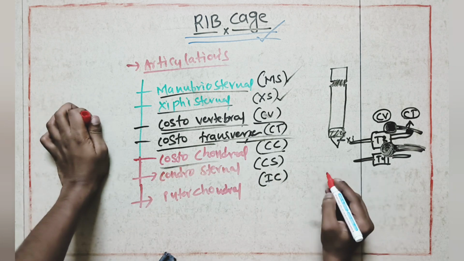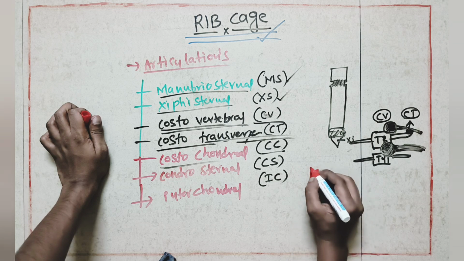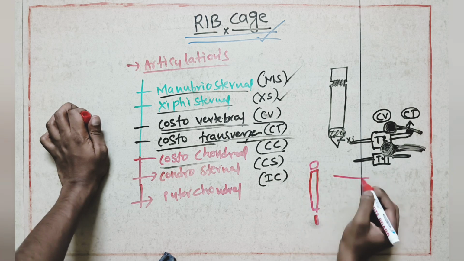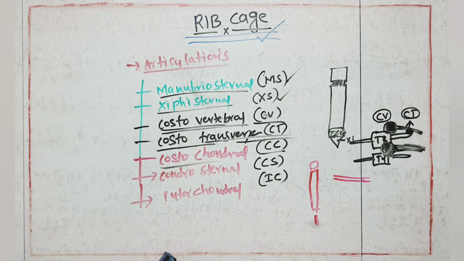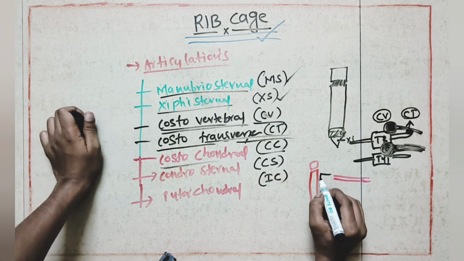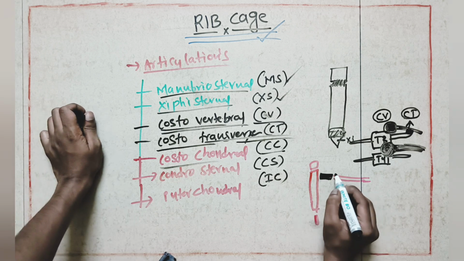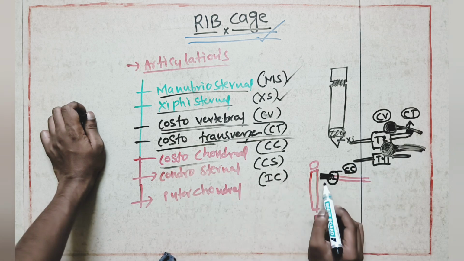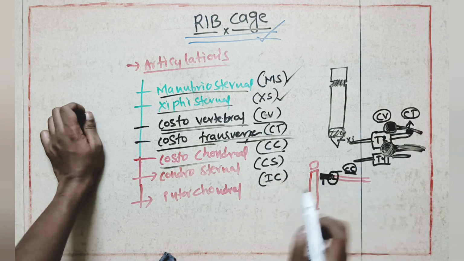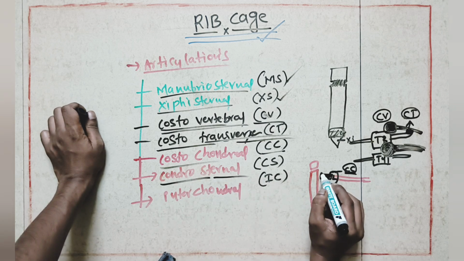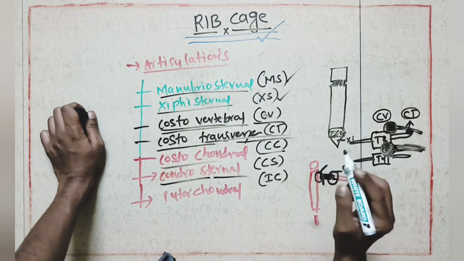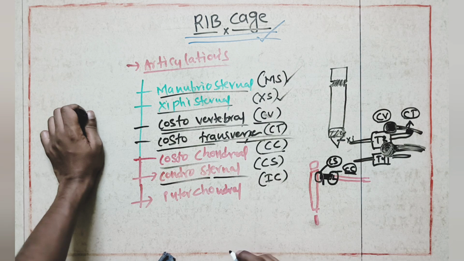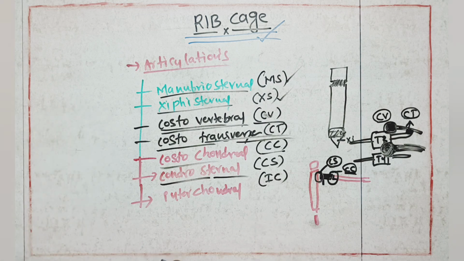And costochondral joint means, if we take the sternum, imagine this is the body of the sternum, this is the manubrium, this is the xiphoid process. Suppose one rib is there. When the rib is attaching to the cartilage, the costal cartilage, the connection between costal cartilage and rib is the costochondral joint. And chondrosternal: the connection between this cartilage and the sternum is called the chondrosternal joint. So these are the articulations of the rib cage.